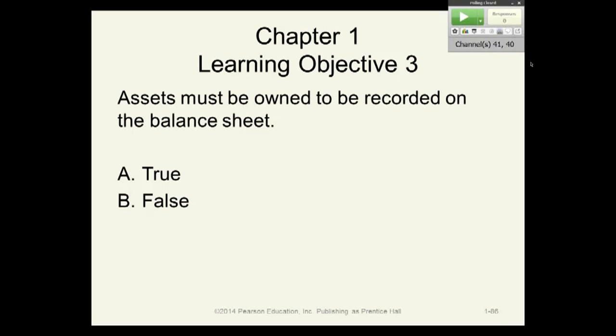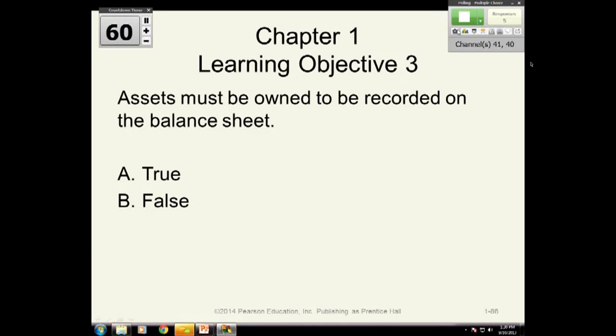Okay, so the first one: assets must be owned to be recorded on the balance sheet. And again, I realize you could talk to each other about this, but let's see what you think. Give everybody a minute. This one should be easy. So assets must be owned to be recorded on the balance sheet. By owned, do you mean, like, can you owe money on it? Owned means you have to have title.